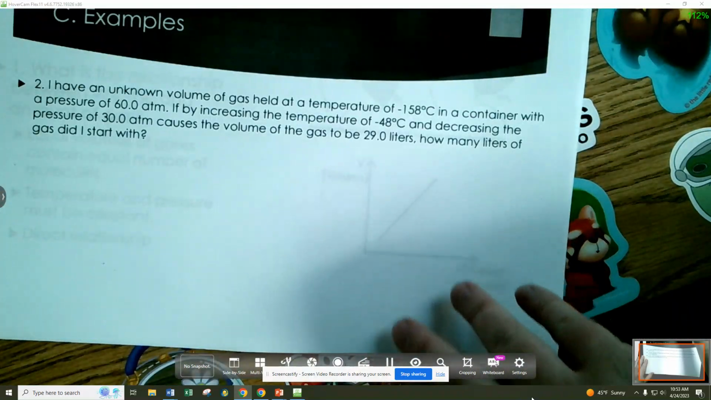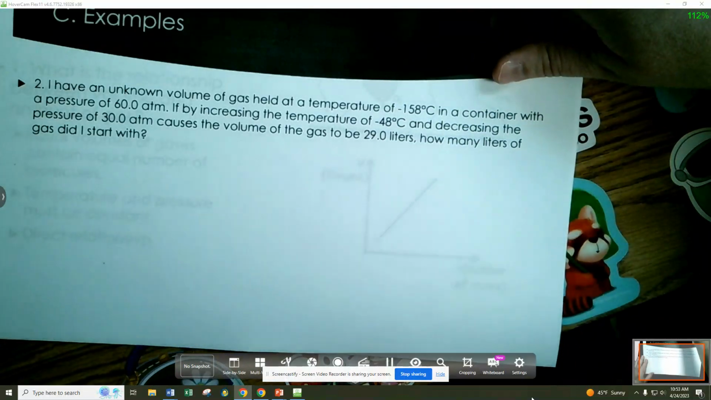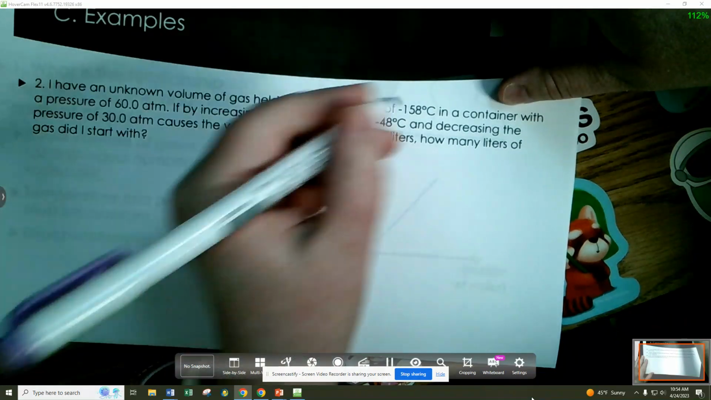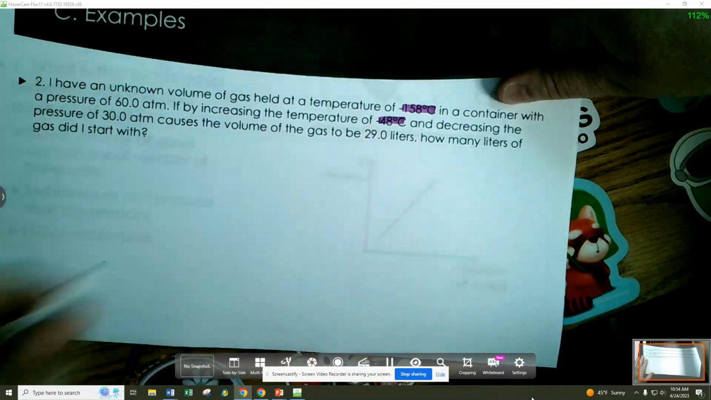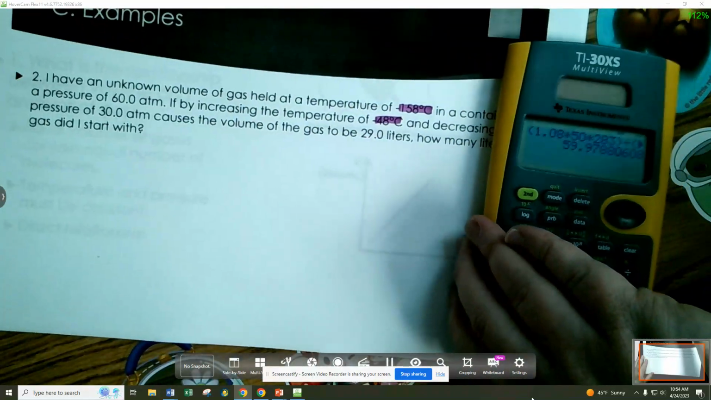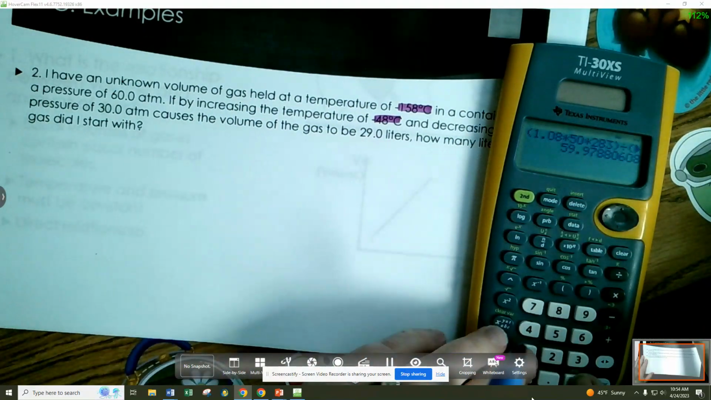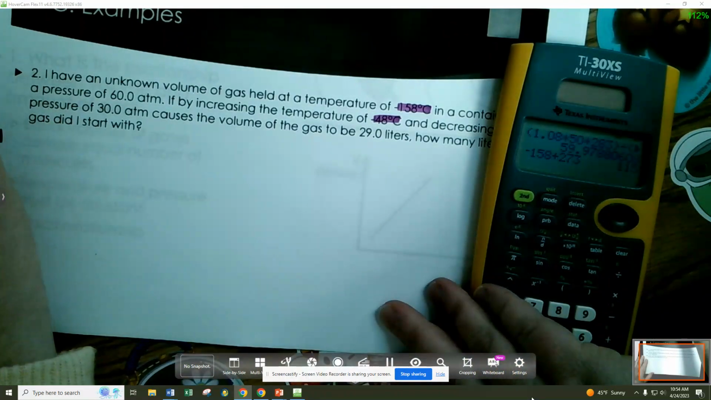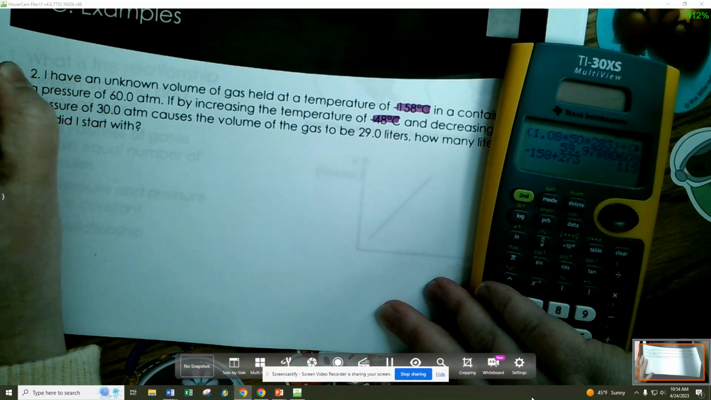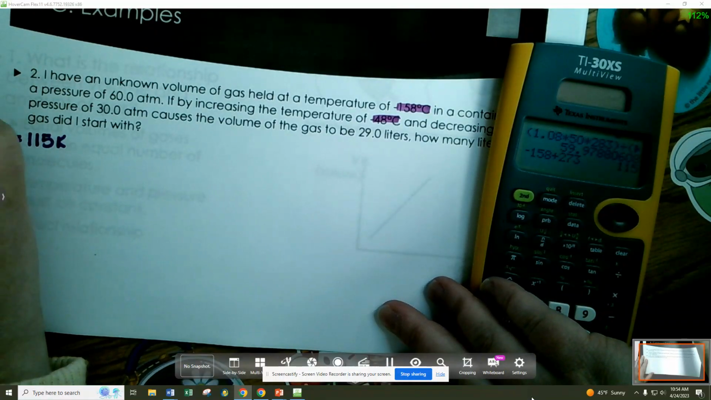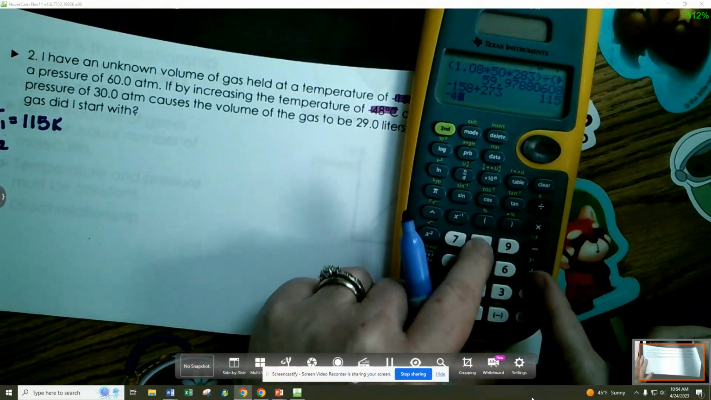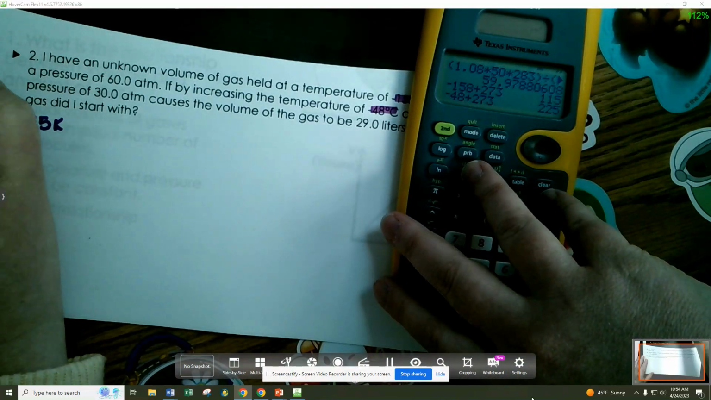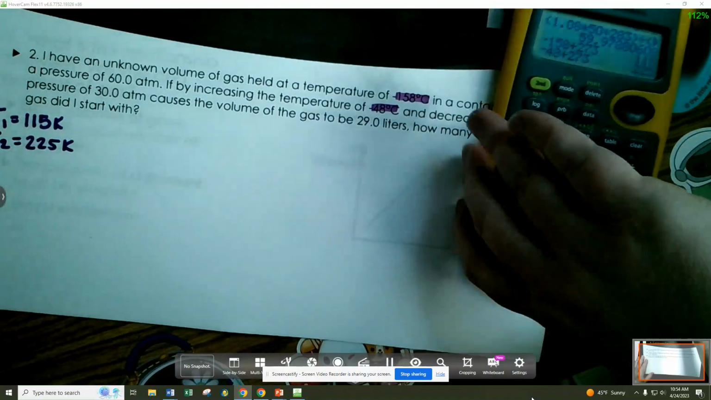Here we have an unknown gas held at a temperature of minus 158. And so the other thing is I do have a second temperature to work with here. I have minus 48. Again, this is the big reason why we use Kelvin with temperatures. So minus 158 plus 273 results in a temperature 1 of 115 Kelvin. Temperature 2, it was warmed to minus 48. So minus 48 plus my 273 gives me 225. And that takes care of the temperature side of things.